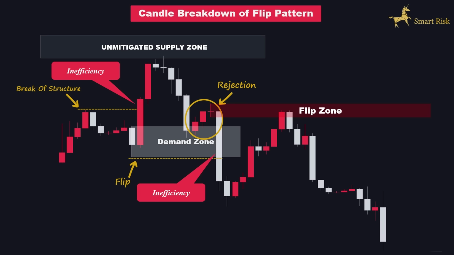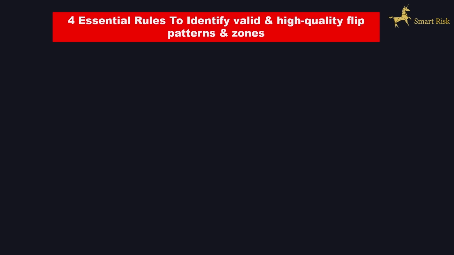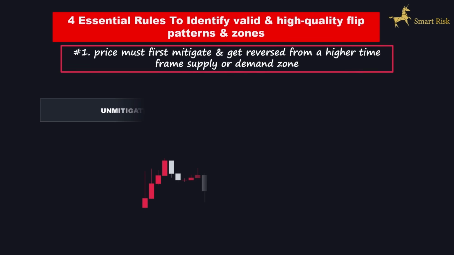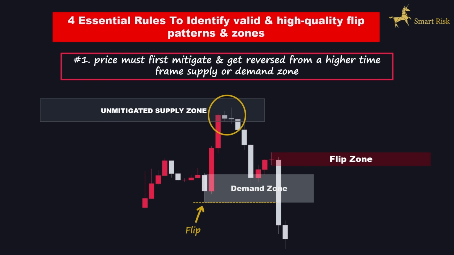Now, let's see the rules and criteria for identifying valid and high-quality flip patterns and zones in the market. There are 4 essential rules that we must follow in order to identify valid flip patterns and flip zones with a high probability of success. Rule number 1 states that, for a reversal flip pattern to be considered valid, price must first mitigate and get reversed from a higher time frame supply or demand zone. This rejection signifies a shift in market sentiment and sets the stage for a potential flip.